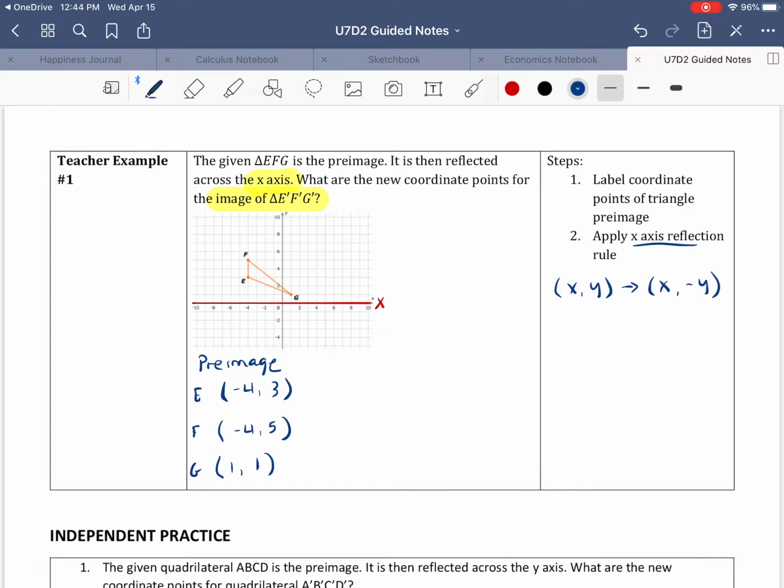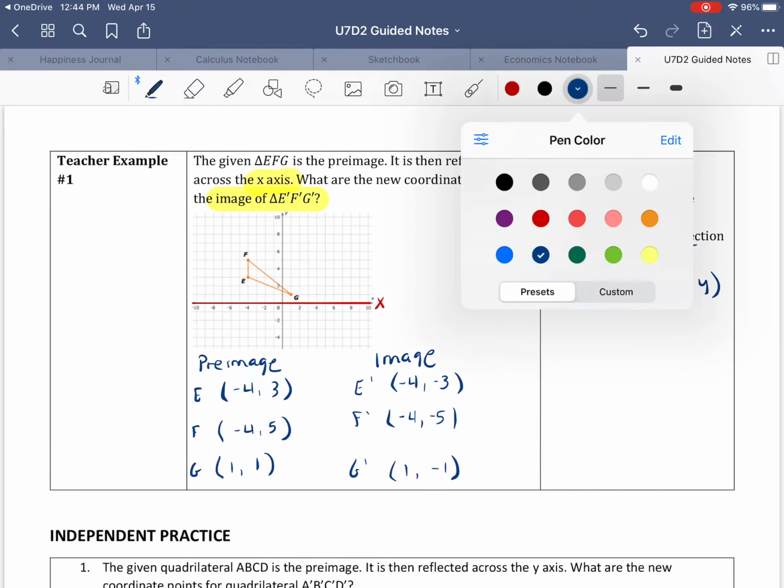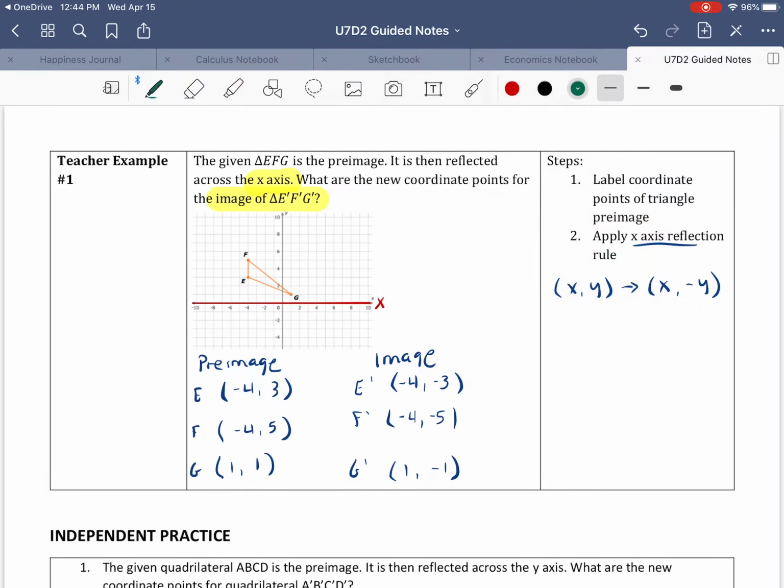So we're going to apply that here. E prime, F prime, G prime. So our x value stays the same, -4, and then our y becomes negative. X stays the same, y becomes negative, x stays the same, y becomes negative. And now we have the coordinate points. We can graph that point real quick. Let's take a look at what that looks like.